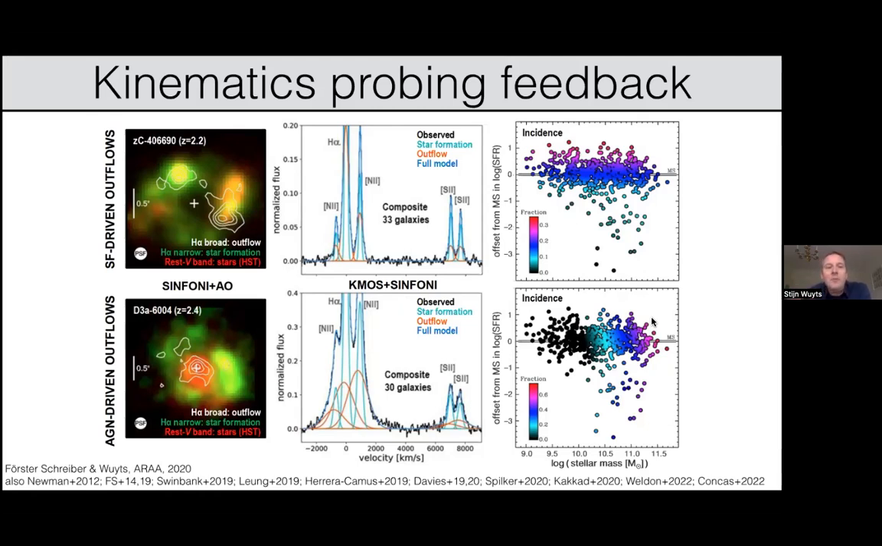And with adaptive optics, one can pinpoint where within the galaxies these winds are launched. The star forming winds are predominantly at the sides of off-center star forming clumps, whereas the nuclear winds are corresponding to those galaxies with AGN signatures.